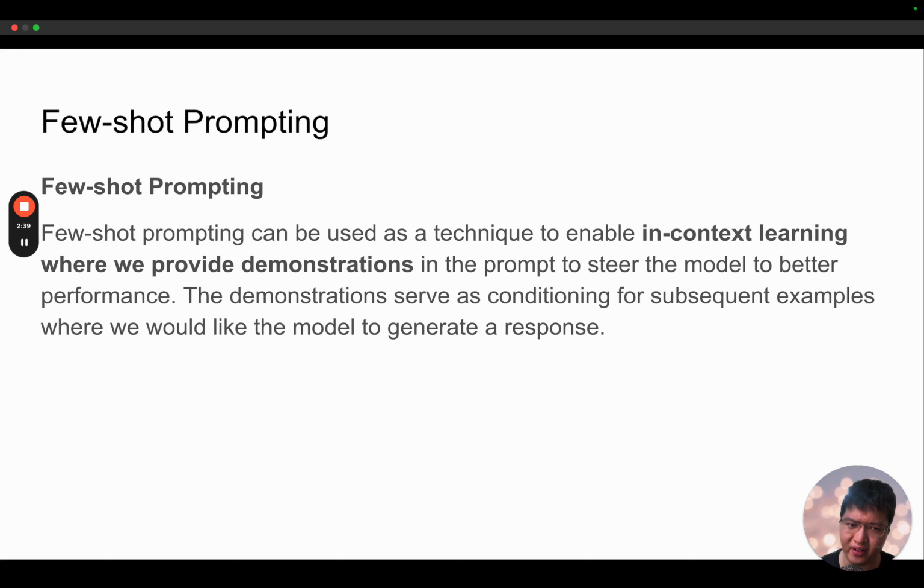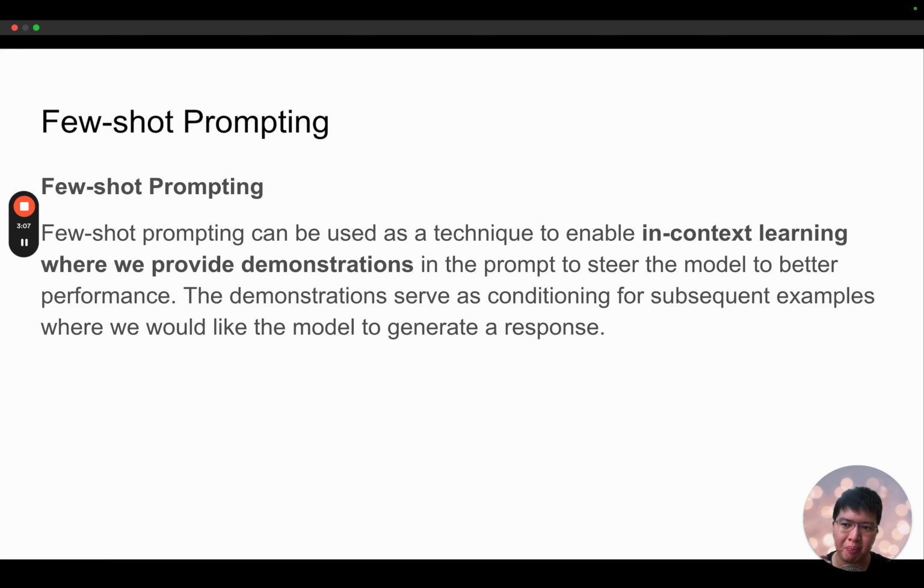And the second one is few-shot prompting. Few-shot prompting is different because it provides in-context learning. So we actually provide demonstrations in a prompt so that you can steer the model to better performance. So we are telling it, okay, here are some examples that are correct or incorrect. Based on the examples, please generate the corresponding output based on what you learned from the demonstration we provided.